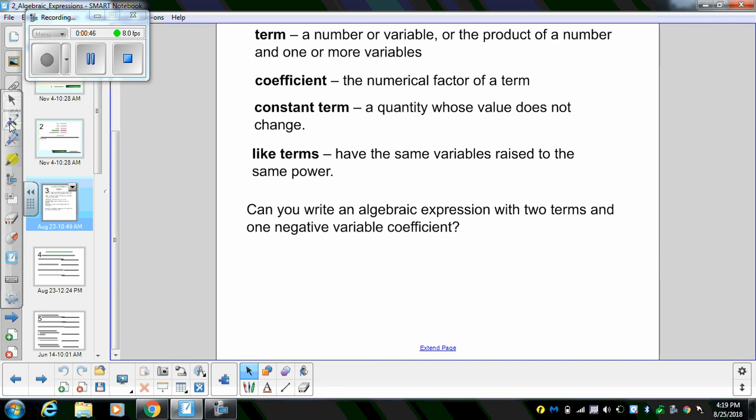Let's get my pen. So it says, can you write an algebraic expression with two terms? Right? So two terms could simply be an x and a y. Those are two terms. And one negative variable coefficient. So I can make one negative by simply doing -2. That right there makes that negative. So x minus 2y. There you go.